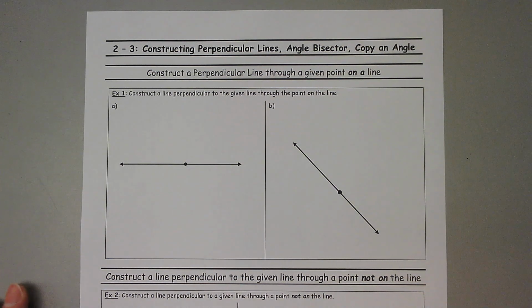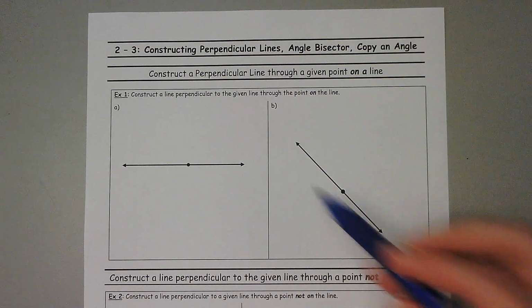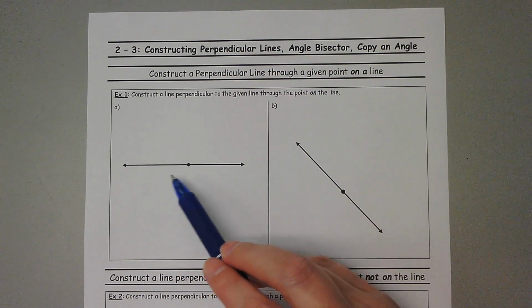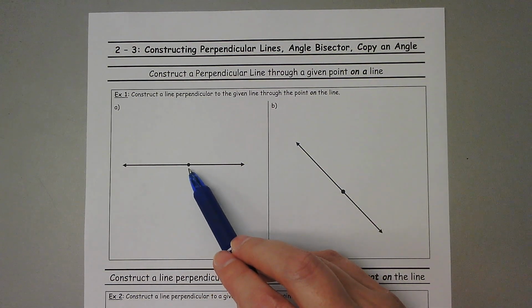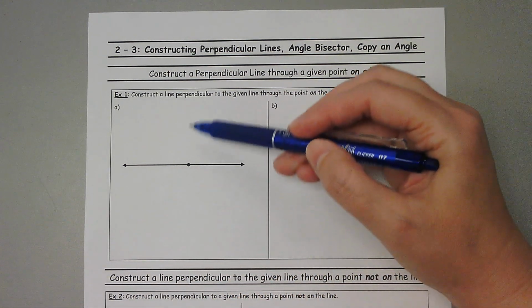So today we're going to construct a line perpendicular to the given line through a point that is marked on the line. So the line that we're constructing, the perpendicular line we're constructing, has to go through this point.